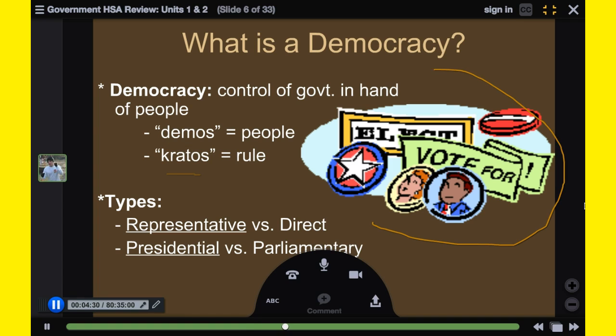If you look at the imagery here, you'll notice that you see campaign buttons and stickers asking people to vote. And in a democracy, people have the ability to control their government through the vote. We're going to be looking at a couple different types of democracy. We're going to be comparing representative democracy versus direct democracy. That should ring a bell. It should sound familiar. And then we're going to look at presidential democracies versus parliamentary democracies. You'll notice one of these items in each row is underlined. Can you take a hint on why these are underlined?